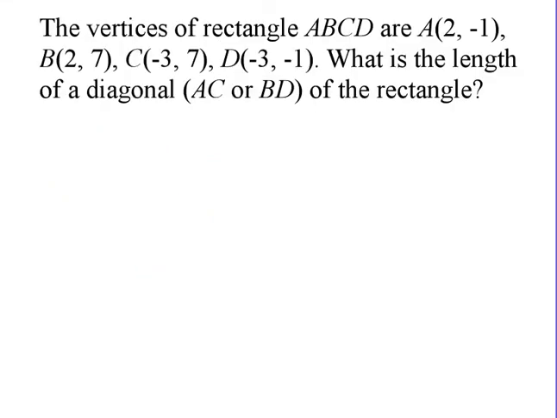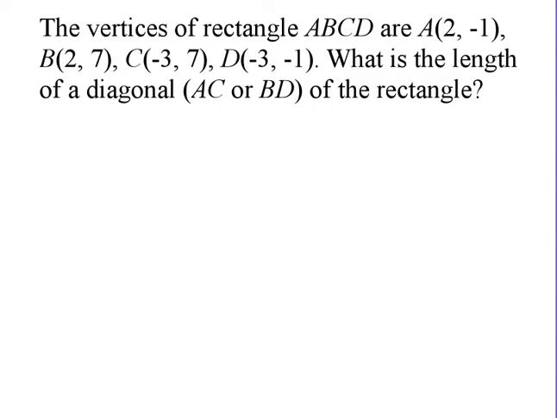Okay, so last thing we're going to look at, the vertices of rectangle A, B, C, D are A, 2, negative 1, B, 2, 7, C, negative 3, 7, D, negative 3, negative 1. What is the length of a diagonal? One of the things about a rectangle is that the diagonals are congruent. So all we need to do is find one of those.